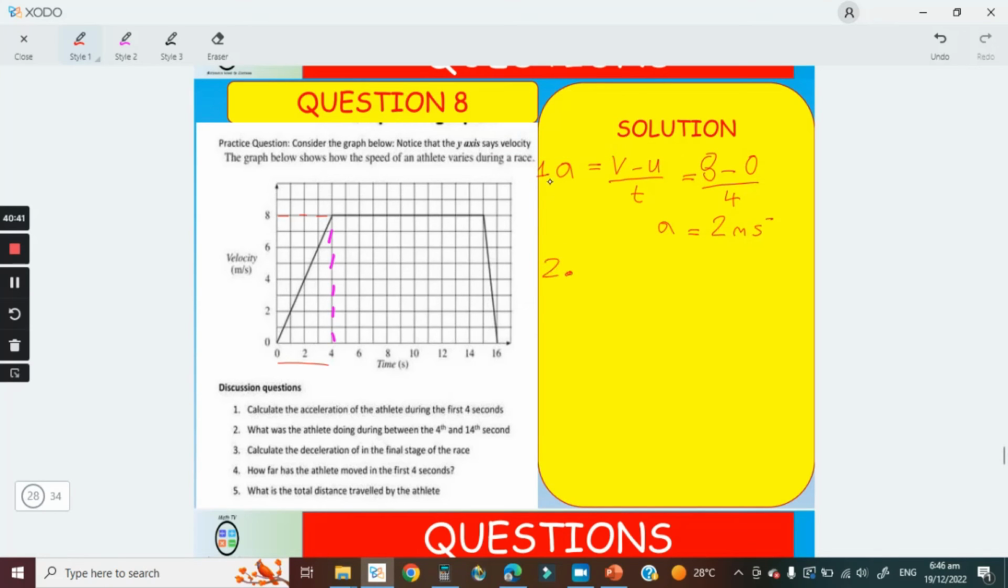Number 2. Now they say we need to work out what the athlete was doing from the 4th to the 14th second. So from 4 to 14, what was the athlete doing? The athlete was traveling at a constant velocity. Notice the velocity stayed at 8. So the athlete was running at a constant velocity.